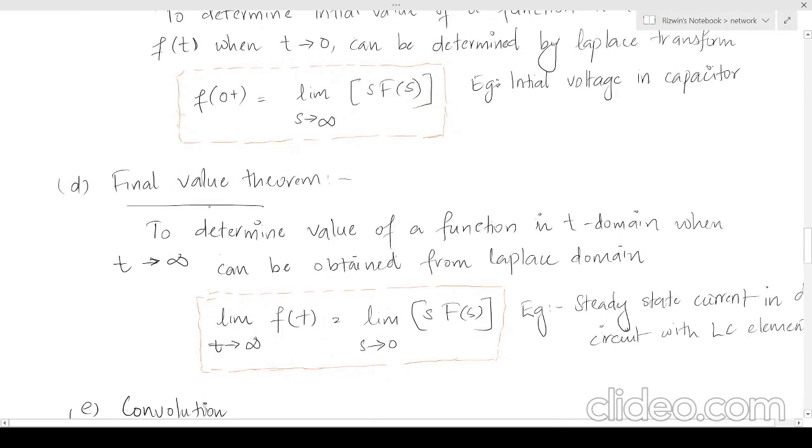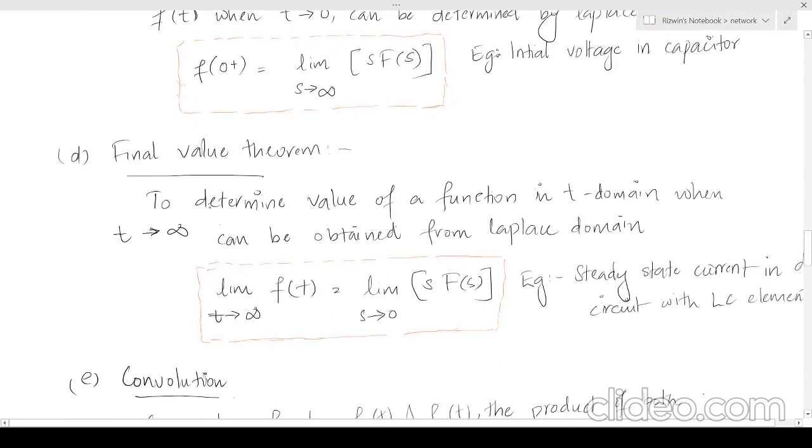Now the final value theorem, as I already stated, you want to find the current in an RL circuit when t is equal to infinity. When the system has attained a steady state, that state is called steady state, and the moment the system has attained steady state, we have to find the value of the current. So if I express the current as a function f of t, now I have to find the value of f of t at infinity, and in the s domain it is fine.